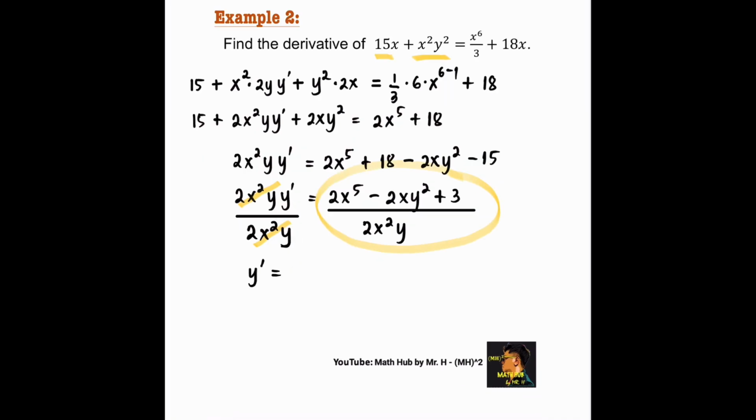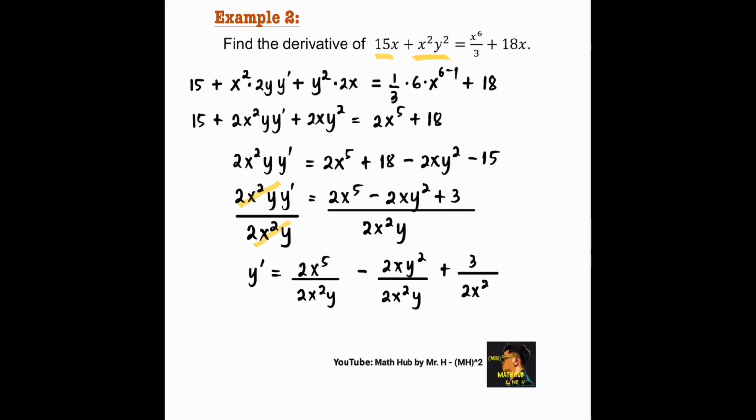Alright, but then we can simplify the final answer. You can actually write it separately per term. So you'll have 2x to the power of 5 divided by 2x squared y, minus 2xy squared divided by 2x squared y, plus 3 divided by 2x squared y.